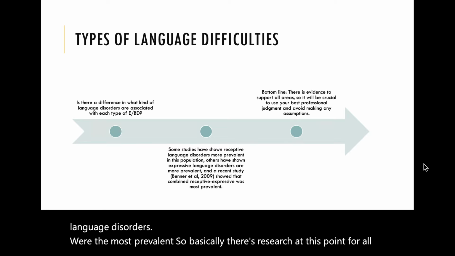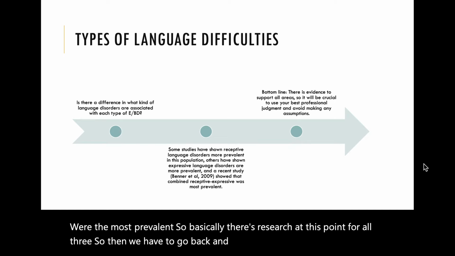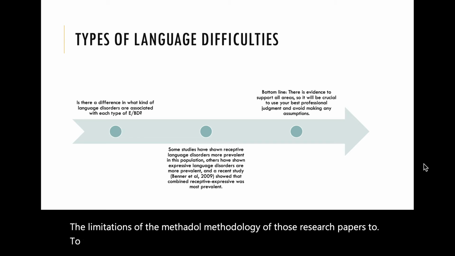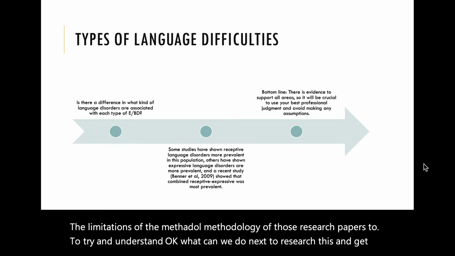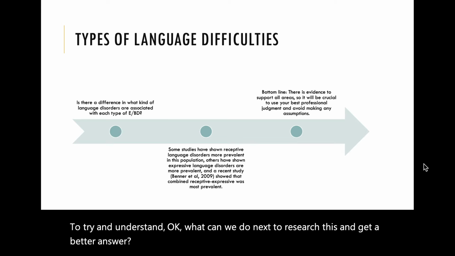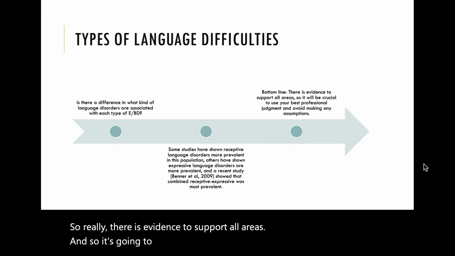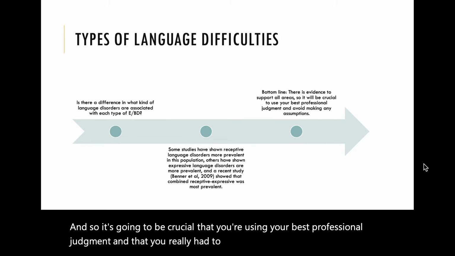So then we'd have to go back and really consider the limitations and the methodology of those research papers to try and understand, okay, what can we do next to research this and get a better answer? So really, there is evidence to support all areas. And so it's going to be crucial that you're using your best professional judgment and that you really have to avoid making any assumptions.